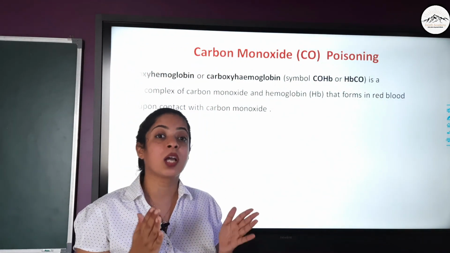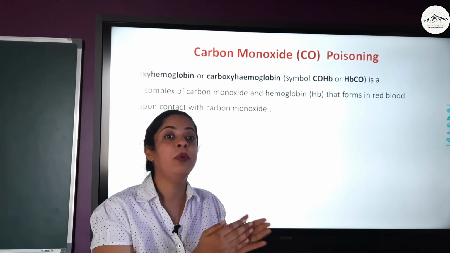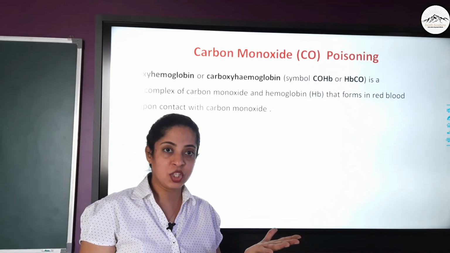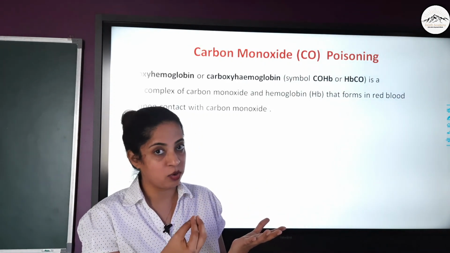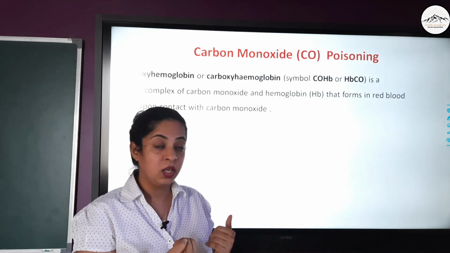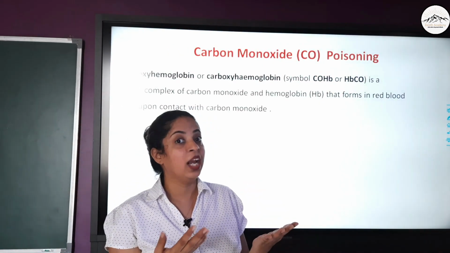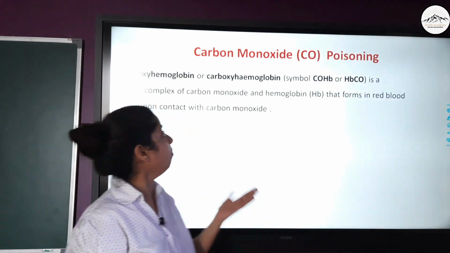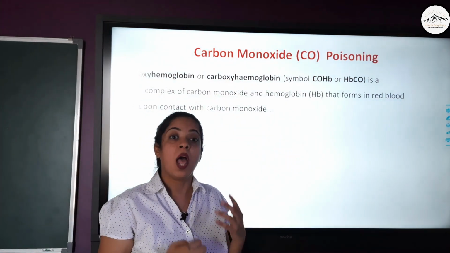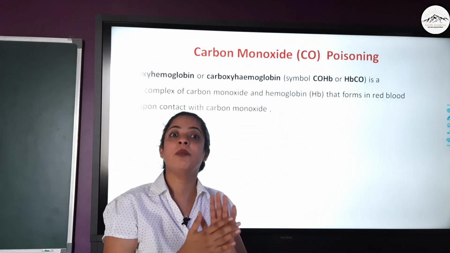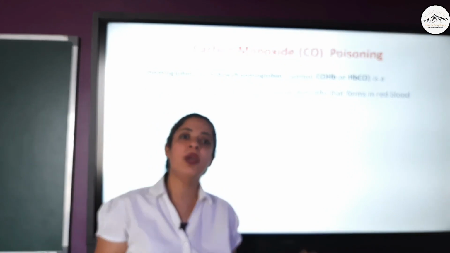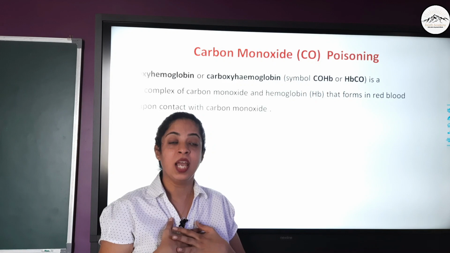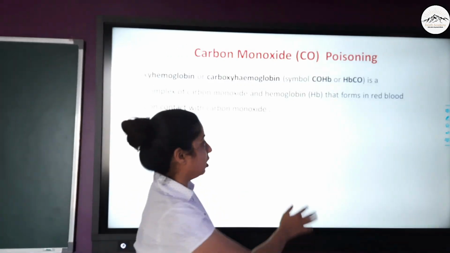Now let me tell you, carbon monoxide forms the bond with hemoglobin more readily than oxygen. Suppose there is oxygen and a little trace of carbon monoxide also present in the air that we are breathing. Hemoglobin will combine with whom? It will combine more readily with carbon monoxide and form carboxyhemoglobin, and hence the hemoglobin will become saturated and will not be available for combining with oxygen. So there will be oxygen deficiency in our body, and this is called carbon monoxide poisoning.